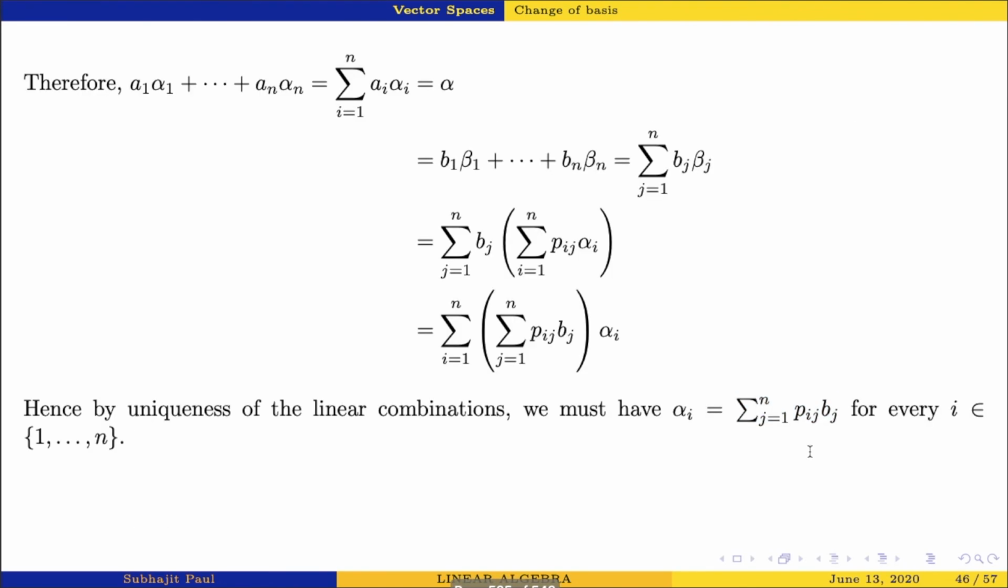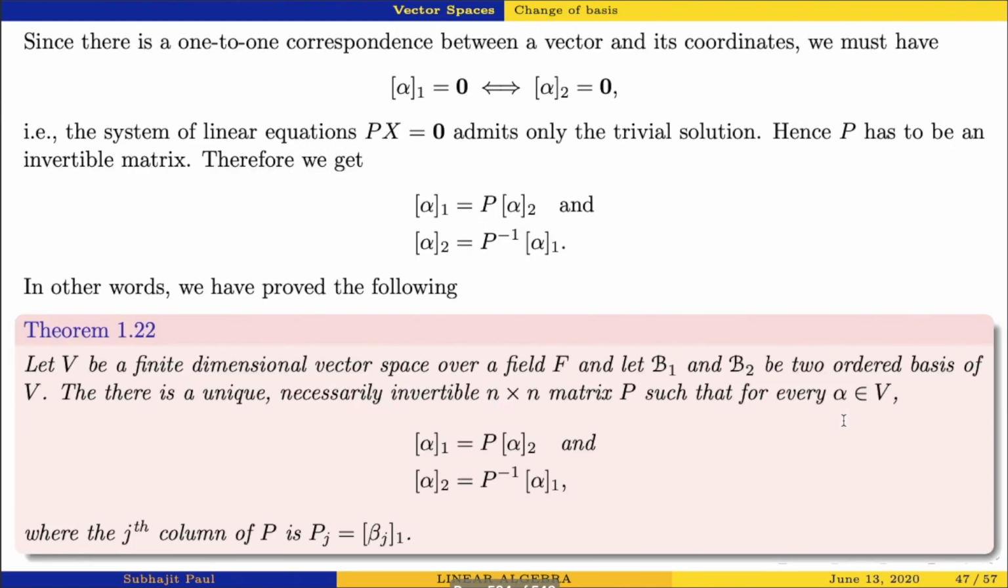Okay, that is what we get from this relation over here, a_i equals the sum over j of P_ij b_j. This corresponds to this conclusion over here, that the jth column of P is P_j, where P_j is equal to the coefficient matrix of beta j with respect to the first ordered basis B1.